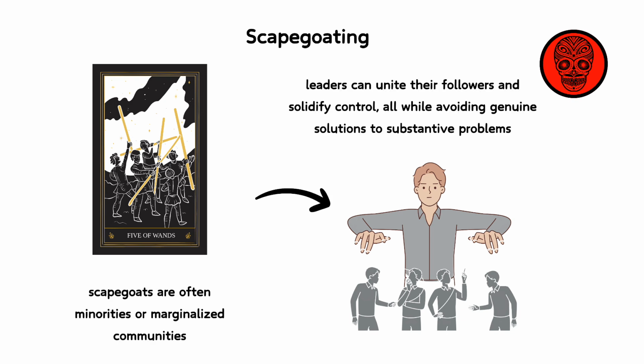Historically, scapegoats are often minorities or marginalized communities, chosen because they are easy to single out and lack the power to resist. By providing a tangible focus for anger and dissatisfaction, leaders can unite their followers and solidify control, all while avoiding genuine solutions to substantive problems.